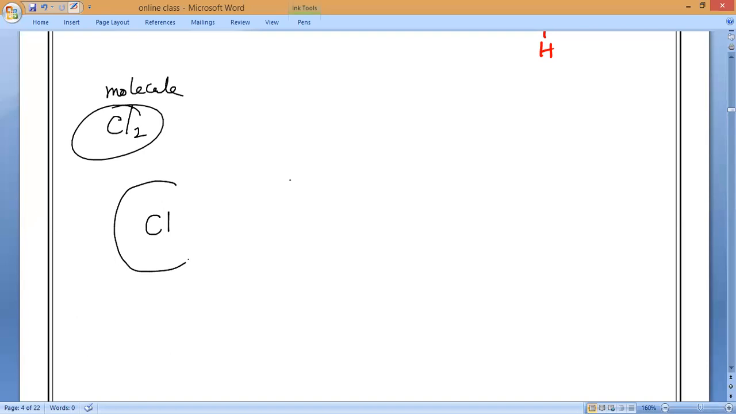So how many valence electrons? Seven. So all should represent seven like this. Your choice, either dots or cross, whatever is convenient for you, you can follow. So now like this only will come. Is it right or wrong?